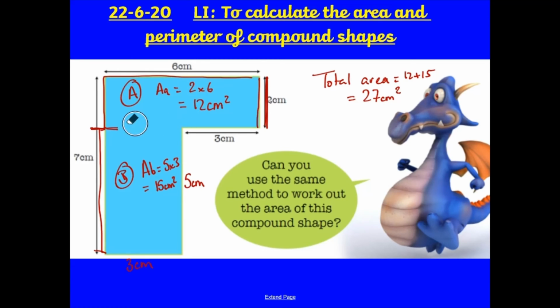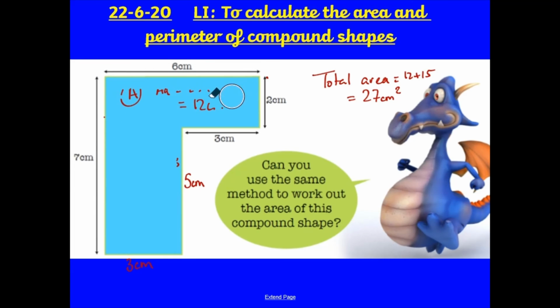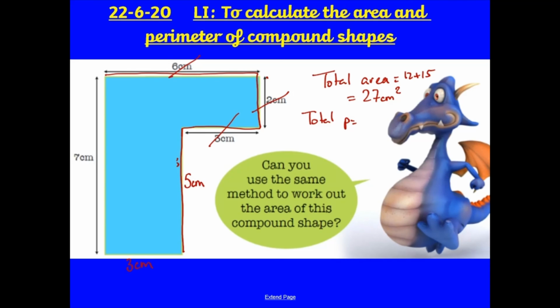Okay, now the perimeter. Again, I'm just going to get rid of these bits of information here just to make it easier to see. Okay, so you can see all the different sides. Now then, all I've got to do is add up every side for the total perimeter. So total perimeter is equal to 6 plus 2 is 8 plus 3. Again, you could work around like this: 6 plus 3 plus 2 is going to equal 11. Plus 5 is 16. Plus 3 is 19. And plus 7 is 26 centimeters.